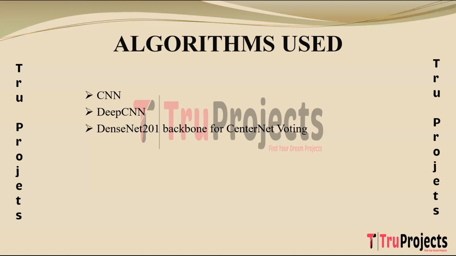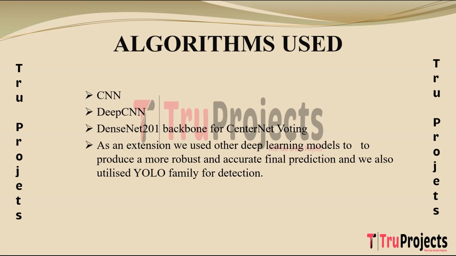In the context of CenterNet, which is a keypoint based object detection framework, DenseNet 201 serves as the backbone feature extractor. Its robust feature extraction capabilities enable CenterNet to efficiently extract informative features from knee X-ray images. The network learns from the dense connectivity patterns of DenseNet 201 to identify key points or regions associated with knee osteoarthritis in the image. As an extension, we used other deep learning models to produce a more robust and accurate final prediction, and we also utilized the YOLO family for detection.